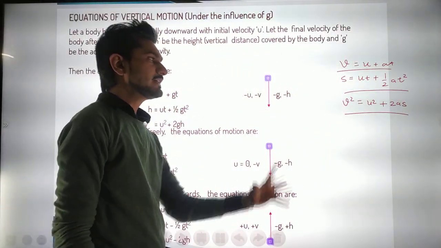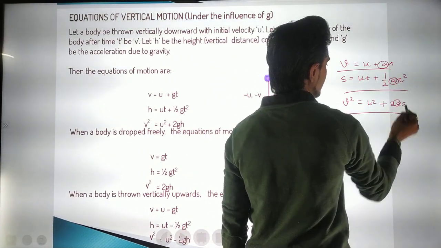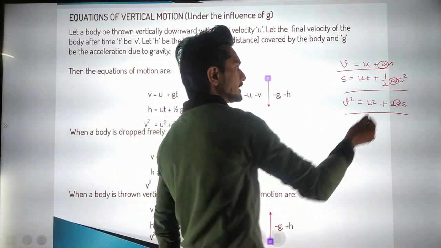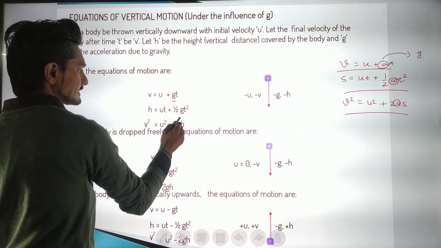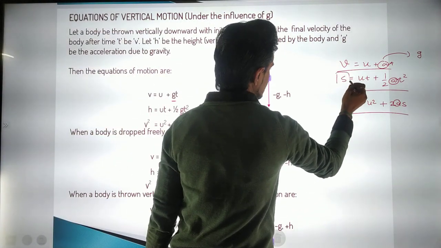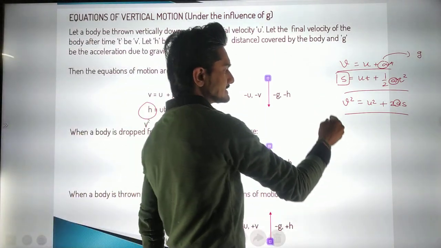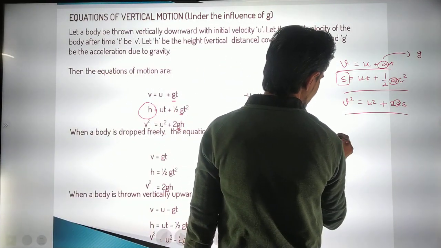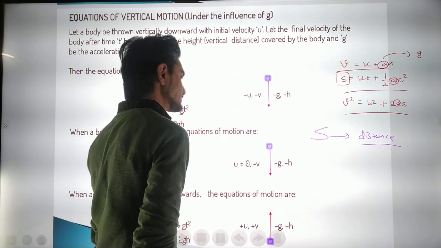Now we already know that the acceleration can be replaced by gravity. Whenever we are considering motion under gravity, we can replace the acceleration with small g. So we have replaced the a with the g. See, there is nothing else. Now if you look at the equation, instead of s they have written h. Why? Because s represents the distance or the displacement.